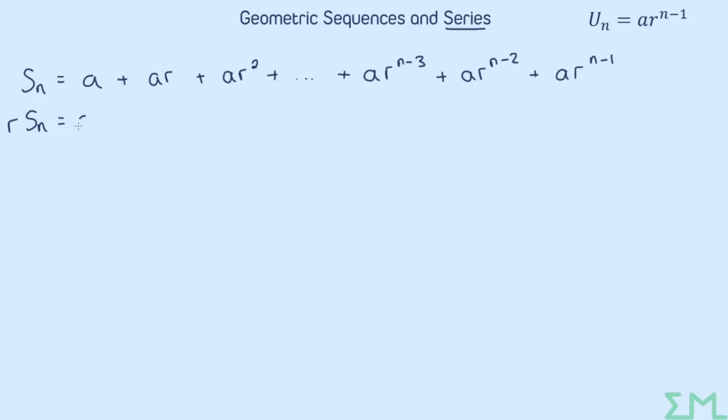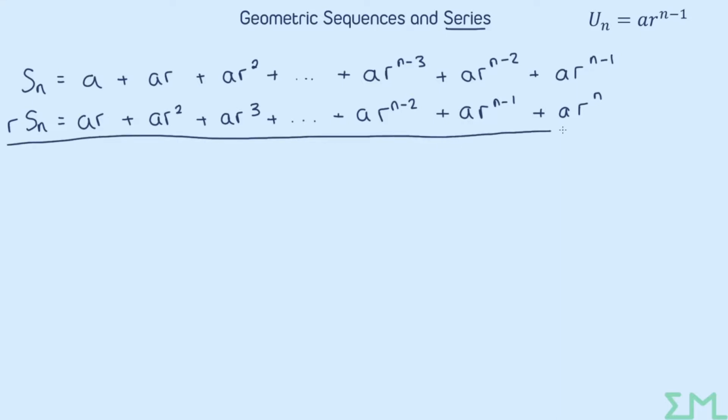So what that has the effect of is bumping up every term to look like the term ahead of it. So here we start with AR, dot, dot, dot. And this one would bump up to be n minus 2. This one would be bumping up to n minus 1. And then we would get AR to the n at the end here.